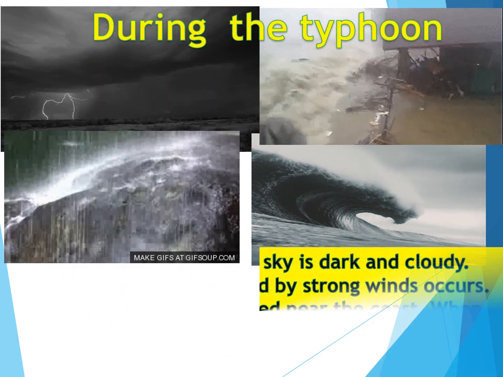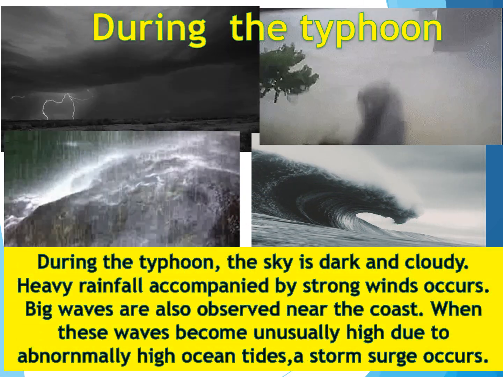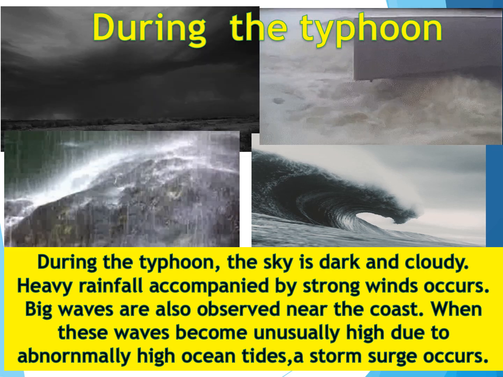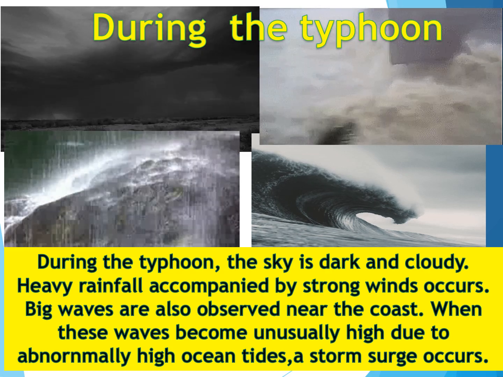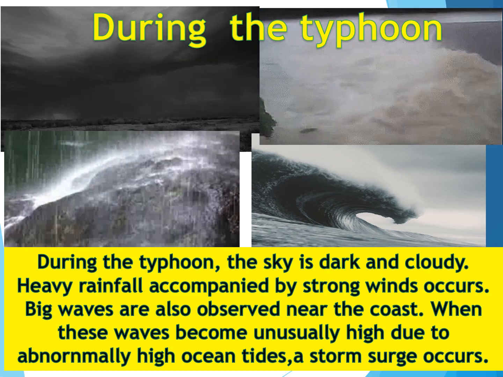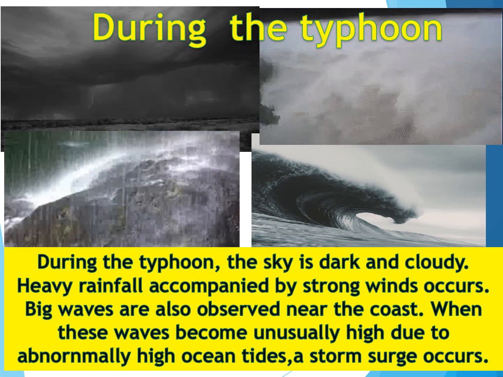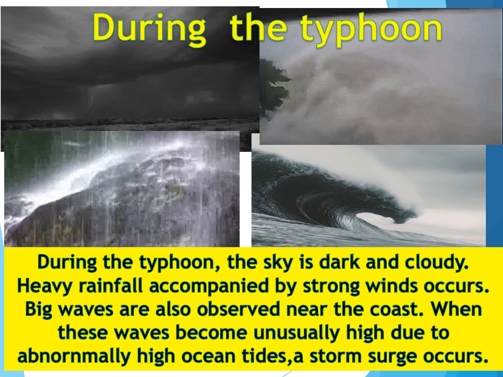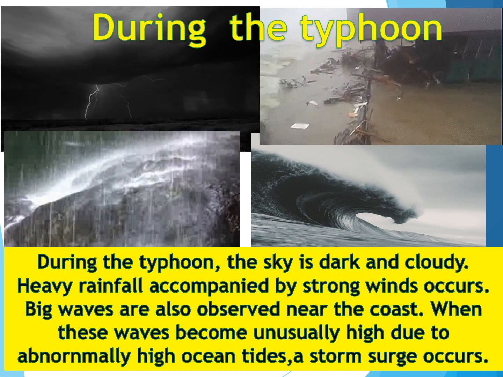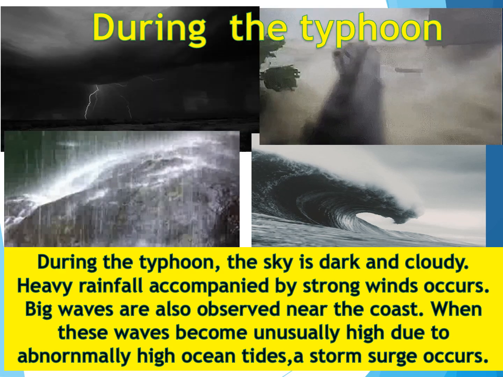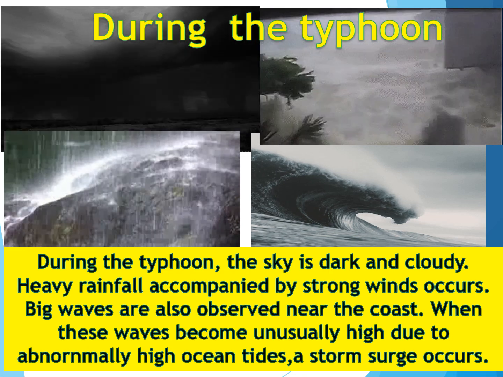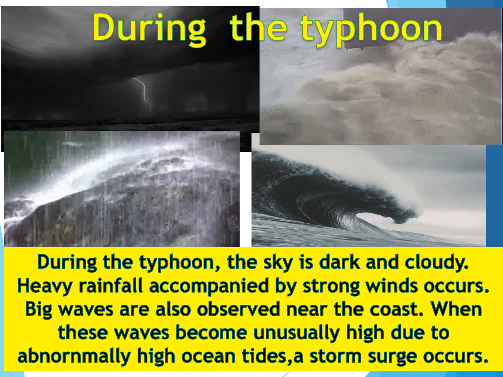During the typhoon, the sky is dark and cloudy. Heavy rainfall accompanied by strong winds occurs. Big waves are also observed near the coast. When these waves become unusually high due to abnormally high ocean tides, a storm surge occurs.